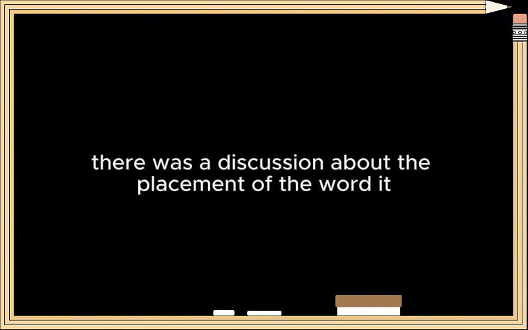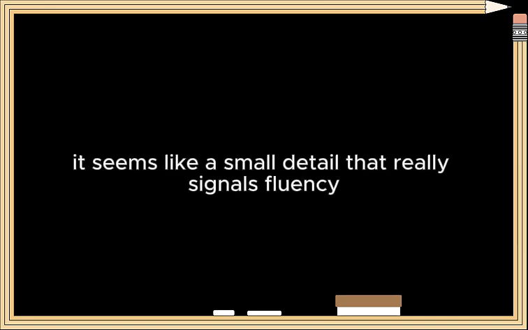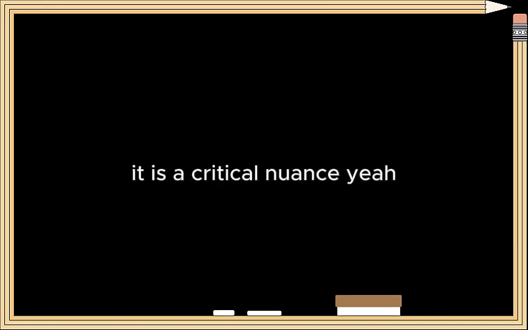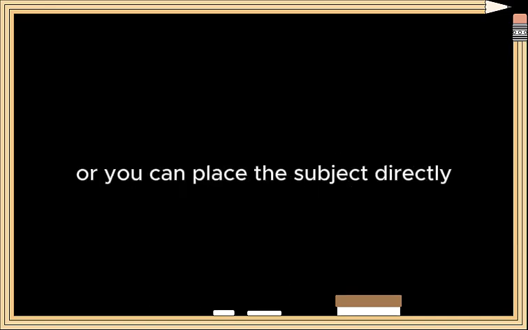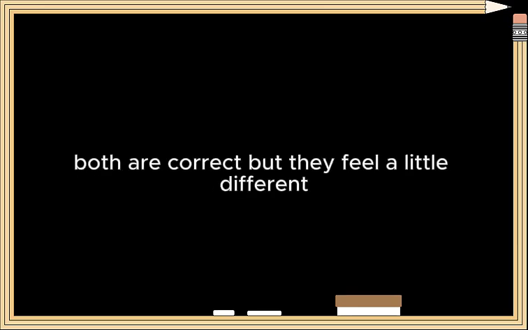Perfect example. Now, I noticed in our source material there was a discussion about the placement of the word it. Can we dive into that? It seems like a small detail that really signals fluency. It is a critical nuance. Yeah. You can place the pronoun it before you specify the thing, or you can place the subject directly. Both are correct. But they feel a little different.